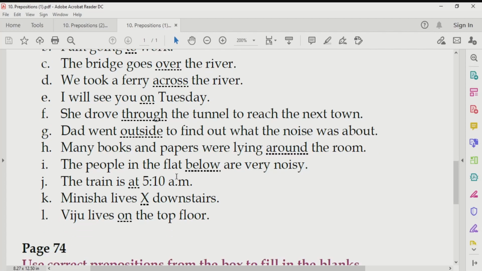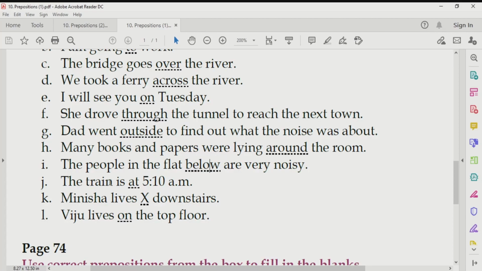Next one. The people in the flat below are very noisy. Whenever you are talking about floors, or you can also say tiers, suppose you are on the second floor and you are talking about people on the first floor. You will say the people in the flat below. For example, just think that right now you are on the second floor. Now, taking your class itself, just imagine your school building. You are sitting in the classroom of the fourth standard, that is the second floor. And if you are talking about the seventh standard, that is on the first floor, you will say the students below. Whenever you are using any floors, you will use the preposition below or above. Above means on top. Below means down.